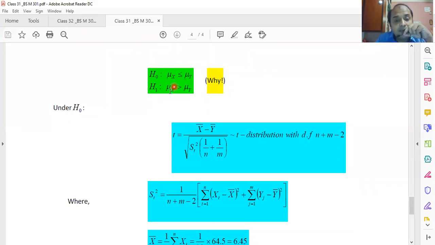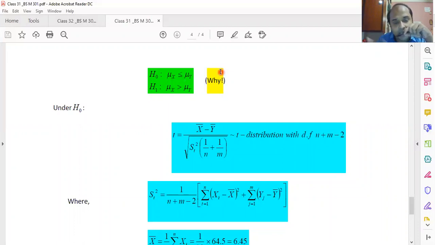And here I am writing that the mean effect of medicine is more than the mean effect of placebo. I am putting it in the alternative hypothesis. Can't we write mu x greater than or equal to mu y in the null hypothesis? Yes, we can do so, but then that will be a kind of bias, I think.